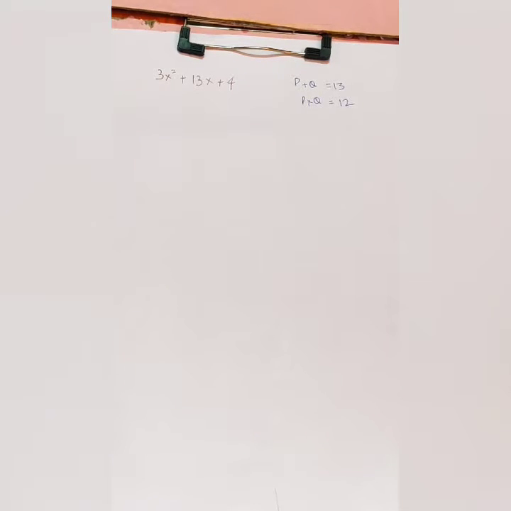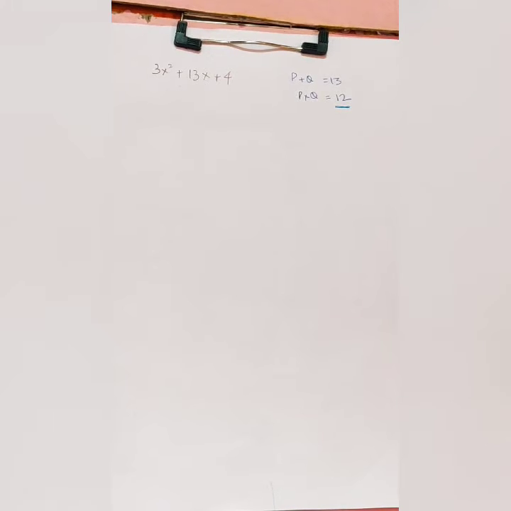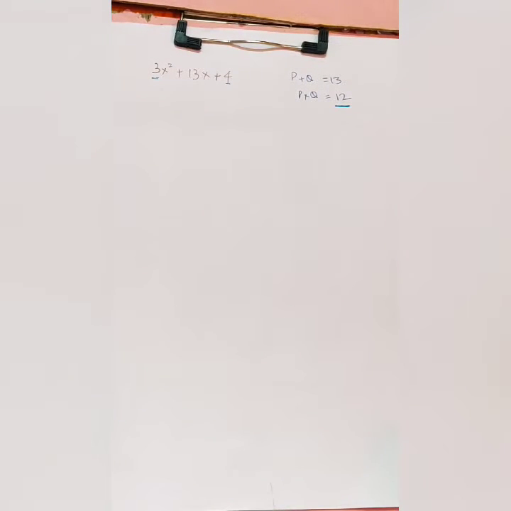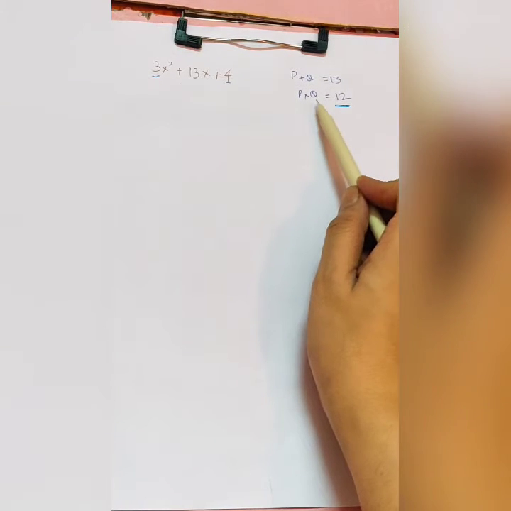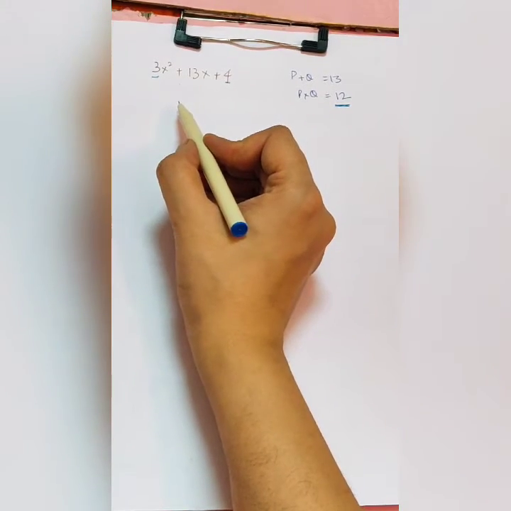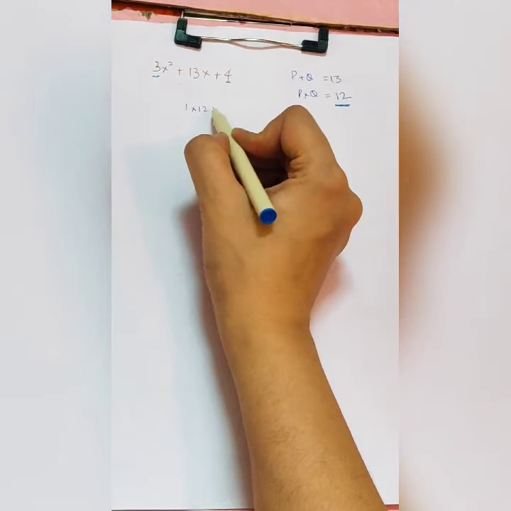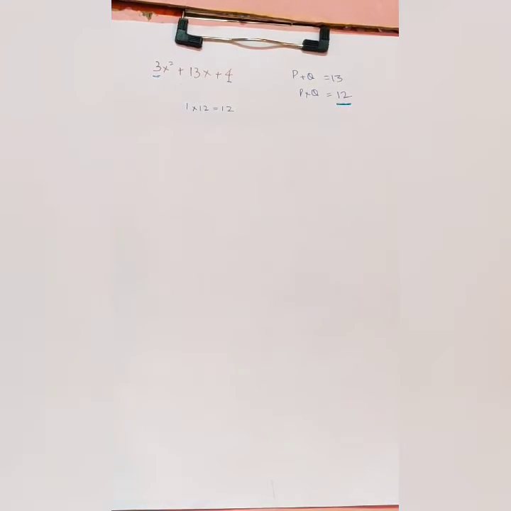Okay, now how to start? First thing is, we should always start with this p into q, this 12. That is our a into c, the coefficient of x square multiplied by the constant term. We should always begin with this a into c. Now this 12 we have to write in the form p into q. Let's see what are the factors of 12, how 12 can be written. 1 into 12 gives us 12, and we can't ignore the negative terms here, so we have to include negative terms also.